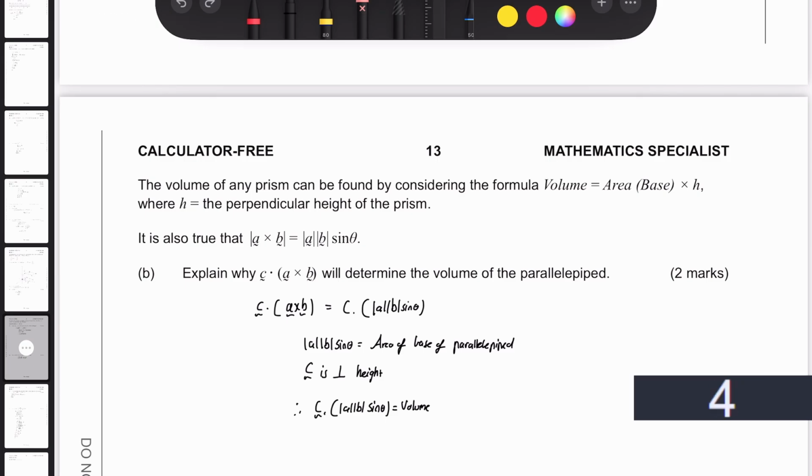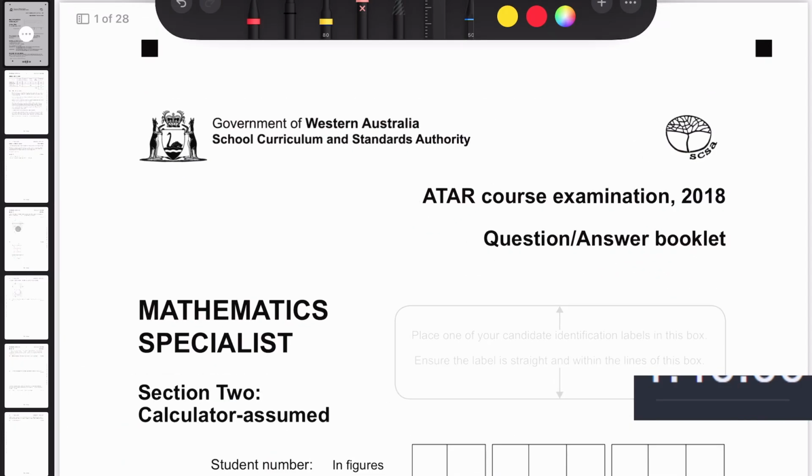H is the perpendicular height of the prism. Oh, there goes the timer. So yeah, I'm going to pause here, and then we're going to come back tomorrow. Well, for you, it would be like 10 seconds or whatever. So yeah, see ya.